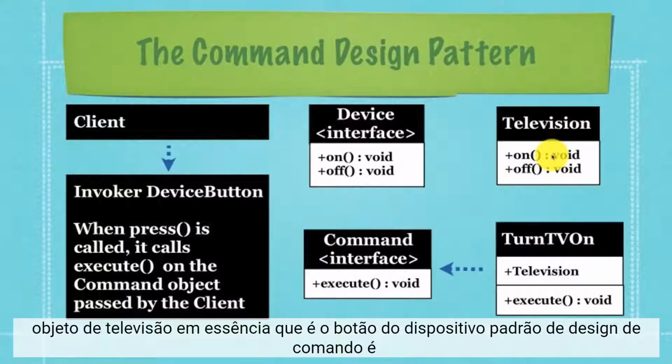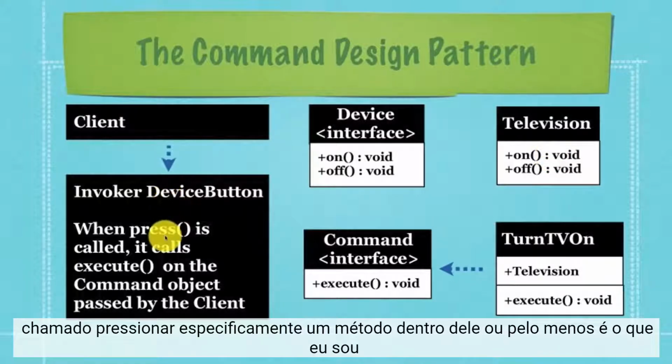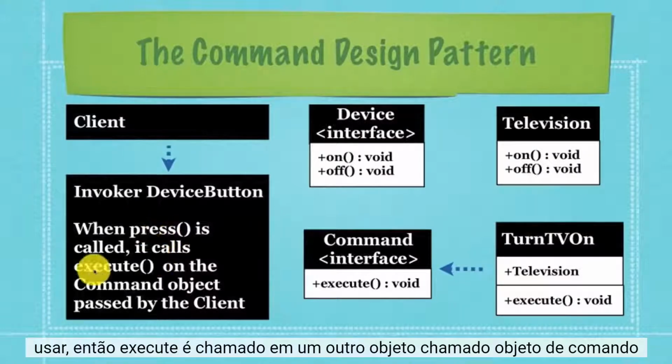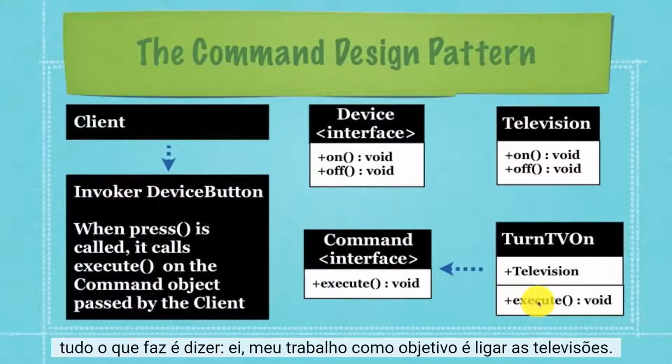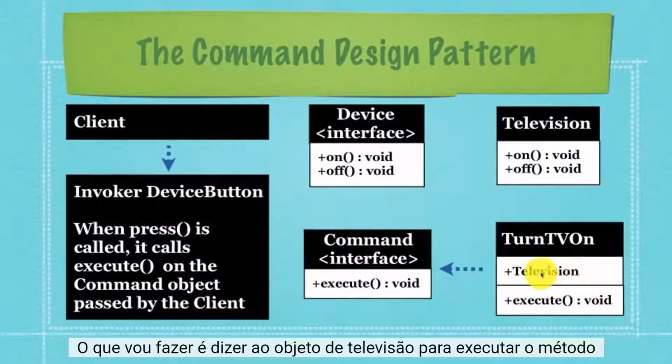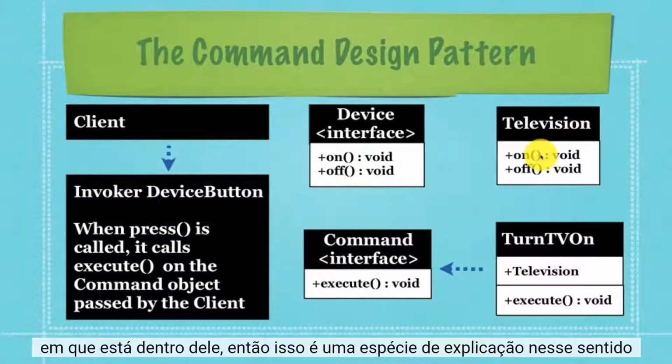In essence, that is the command design pattern. Device button is called, specifically press, a method inside of it, or at least that's what I'm going to use. Then execute is called on another object called the command object. Execute is over here. Whenever execute is called, all it does is it says, hey, my job as an object is to turn televisions on. So what I'm going to do is I'm going to tell the television object to execute the method on that is inside of it. So that's sort of an explanation in that regards.